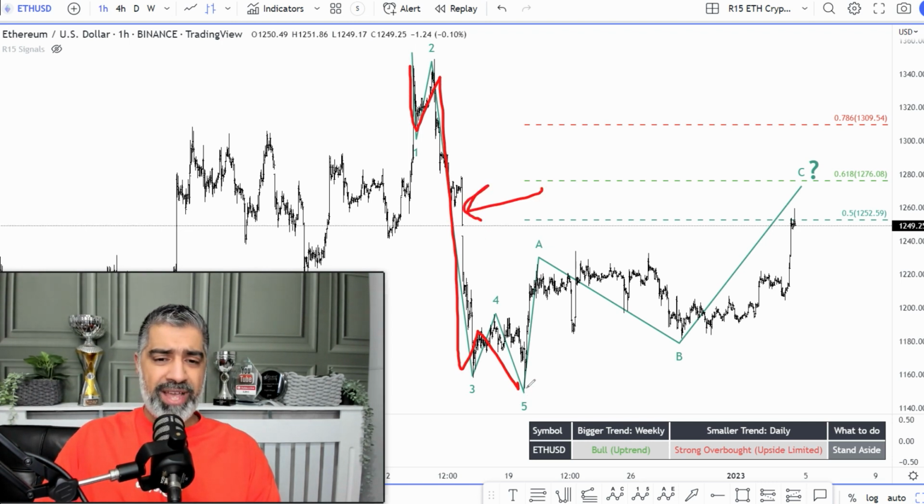5 wave move to the downside, and it looks like a typical ABC zigzag. This is what I was referring to earlier. Most common is when the wave C goes above the wave A. Right? That's most common. It's less common than what we're seeing with Bitcoin if it unfolds that way. So it looks like an A, B, and some type of wave C forming, right?